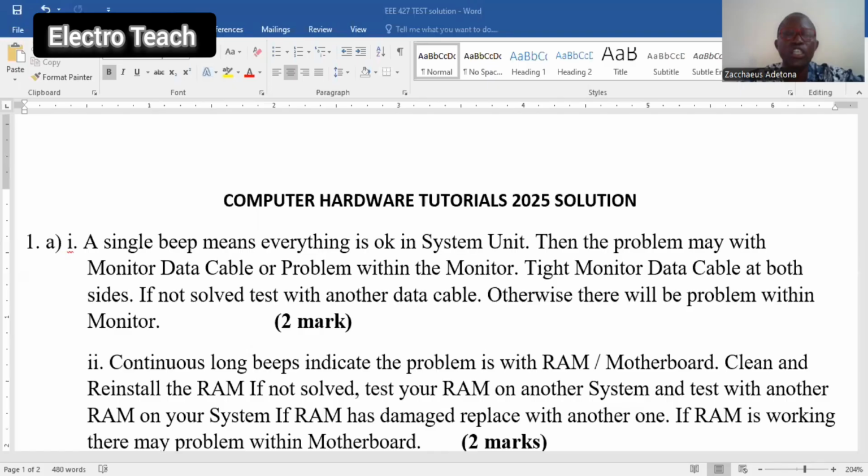So let's bring out the problem, the solution that has been prepared. We have the solution here prepared.